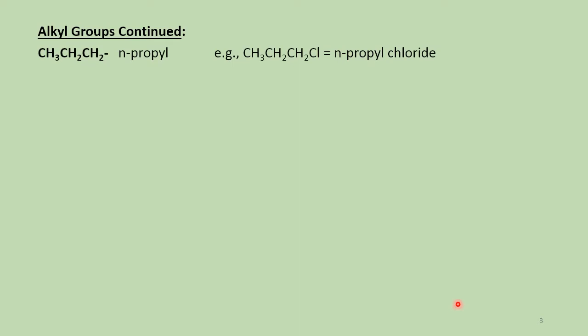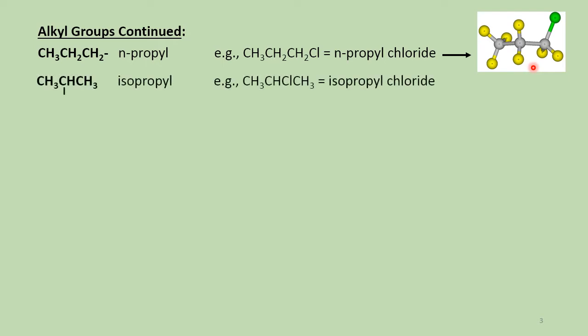A few more alkyl groups. Let's look at 3 carbon alkyls. Well, the straight chain alkyl n-propyl group, as for example in n-propyl chloride, is CH3CH2CH2Cl. Well, it turns out that there is another isomer of the propyl group called an isopropyl group, in which case the substituent is on the second carbon or the middle carbon, as for example in the compound isopropyl chloride. So we have CH3CHClCH3.